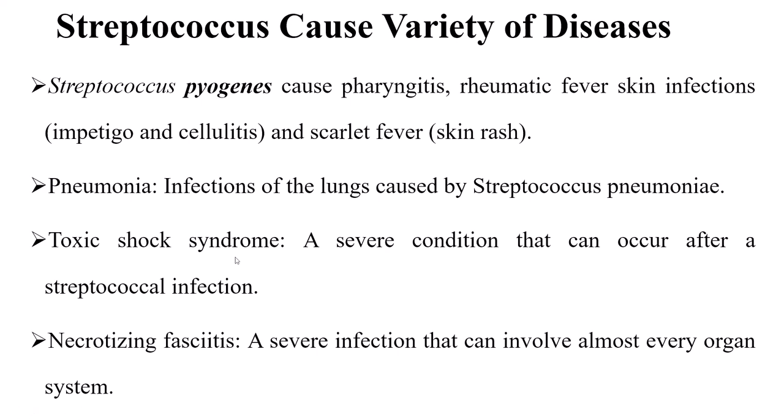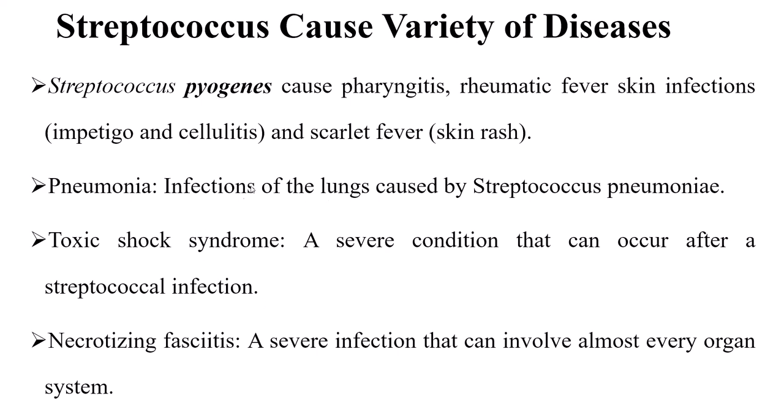We have toxic shock syndrome, a severe condition that can occur after a streptococcal infection. If a streptococcal infection reaches a severe condition, it may change to toxic shock syndrome. Also, we have another infection: necrotizing fasciitis, a severe infection that can involve almost every organ system.